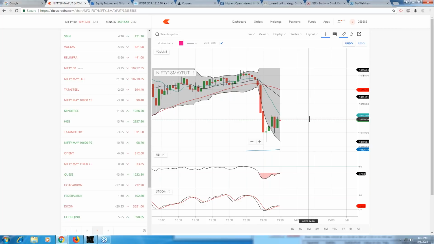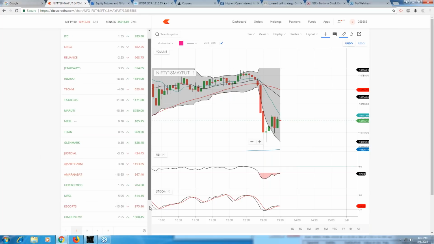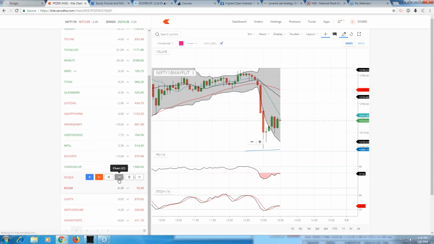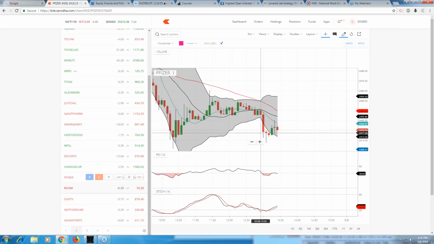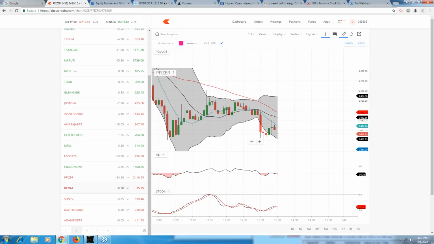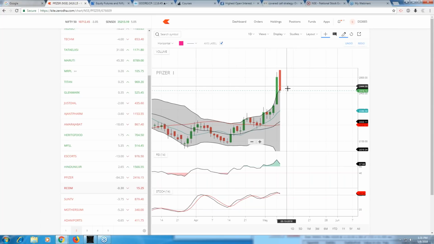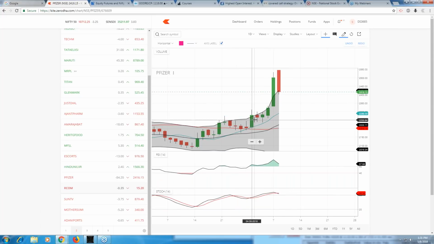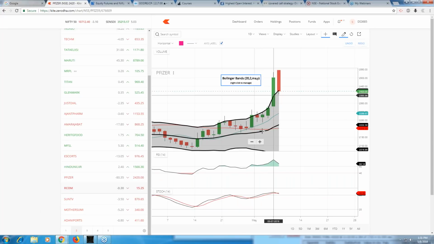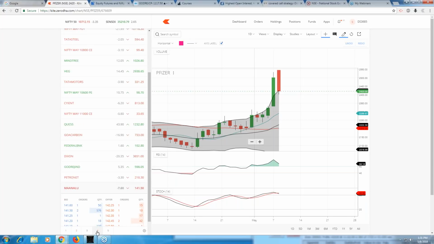Like this is one, and another stock that I gave a few days back on my channel was Pfizer. So look at Pfizer. What did it do yesterday? Just a vertical candle, just huge. We bought it at somewhere around 2290, and yesterday it touched 2537. Good, about 15% profit in one single day.